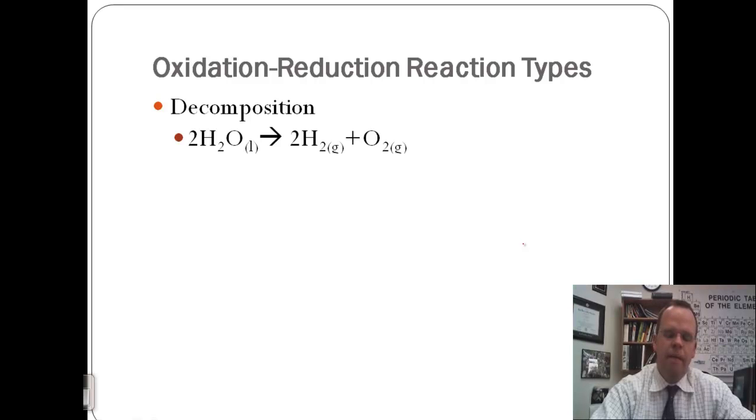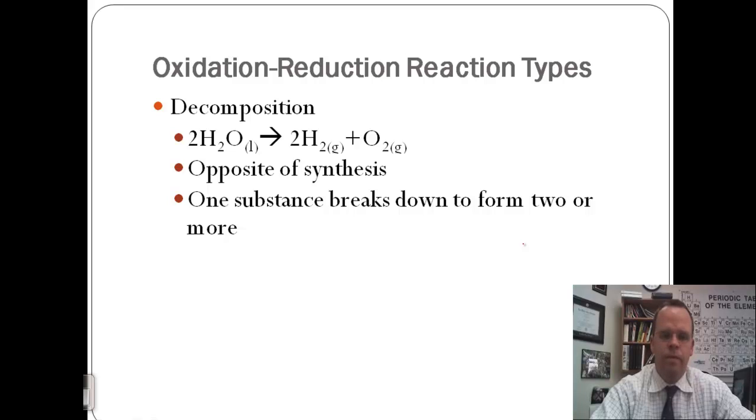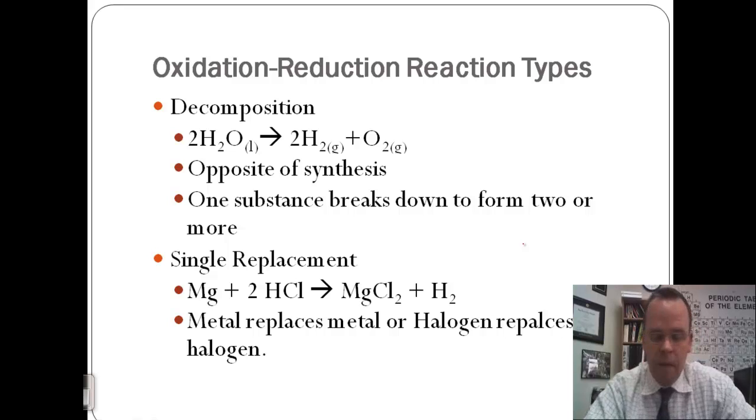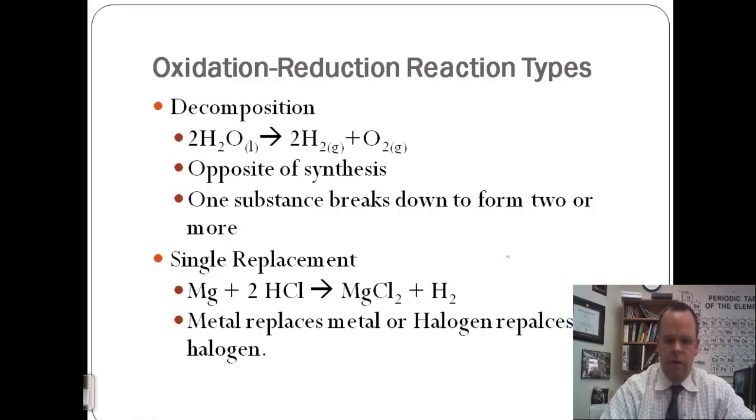Next one is decomposition. Decomposition is the opposite of synthesis. You are breaking something down to form two or more individual elements or compounds. The last one is single replacement. This is kind of like the double replacement that we saw earlier with precipitation and acid-base. Here, one element is replacing another element, not both being replaced. So you always have an element reacting with a compound, and the products are always a compound and a new element. Two things can be replaced: either metal replaces metal, or halogen replaces halogen. Sorry, there's a typo there.